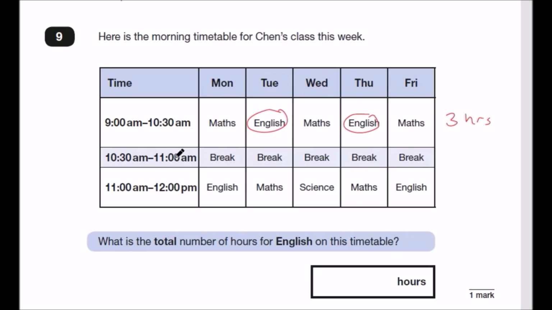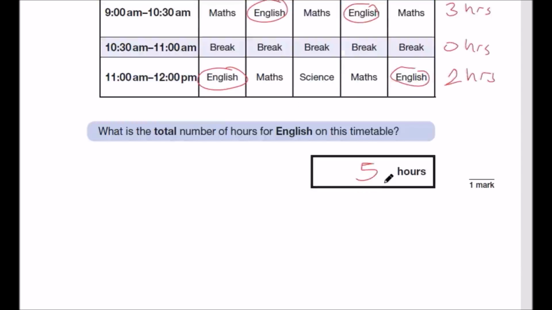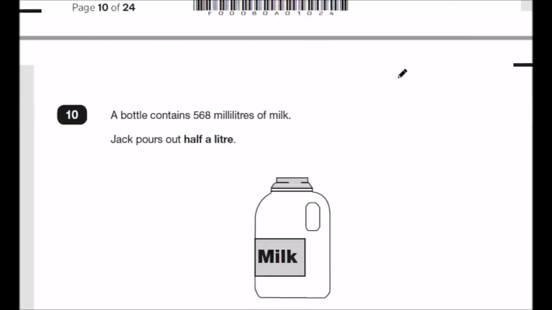Now, between 10:30 and 11 is break time, so there's nothing here. But between 11 and 12, that's exactly an hour. And she does English once, twice, so she does it 2 times. So 1 hour makes 2 hours. That means if we add up all the hours here, 3, 0, and 2, you should get 5. All right, easy actually, very easy.